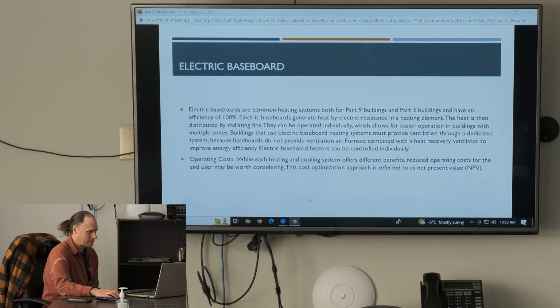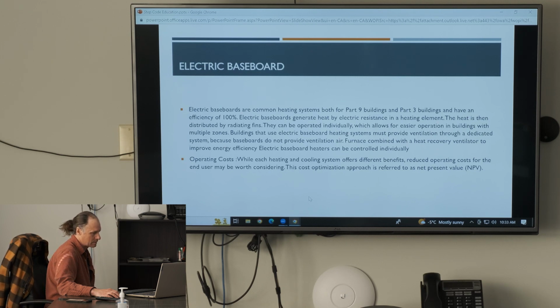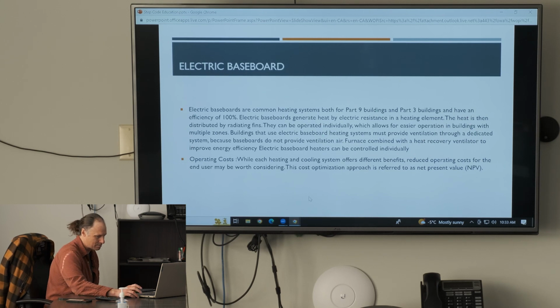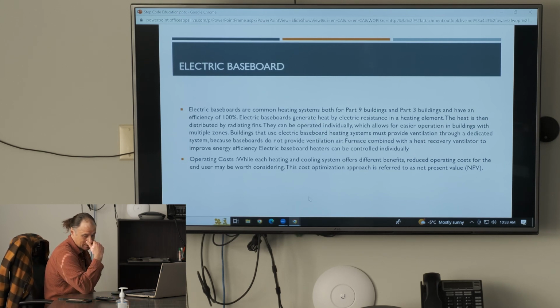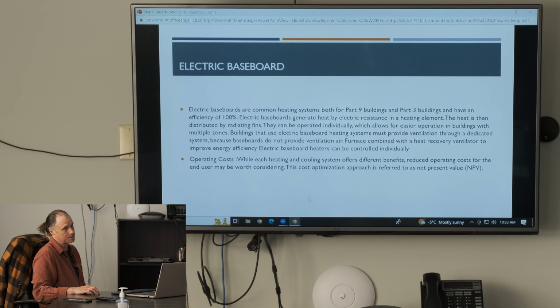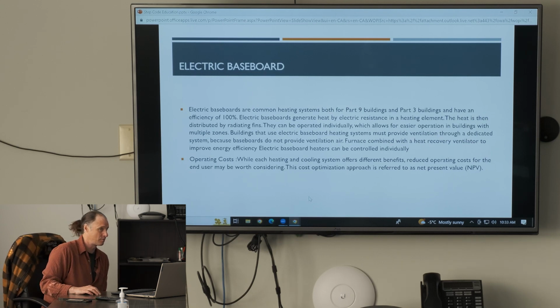Operating cost. While each heating and cooling system offers different benefits, reduced operating costs for the end user may be worth considering. This cost optimization approach is referred to as net present value. So, you know, from what I can tell, electric baseboards are probably one of the most expensive ways to heat a building.